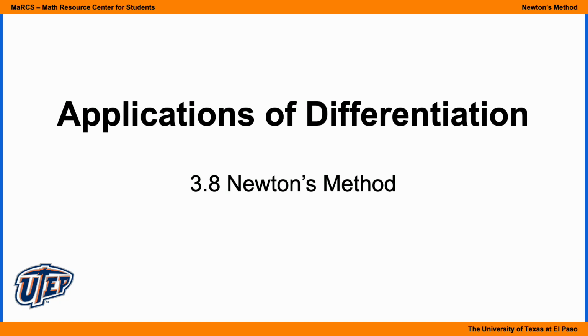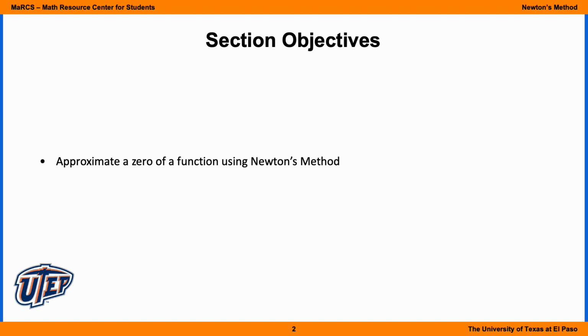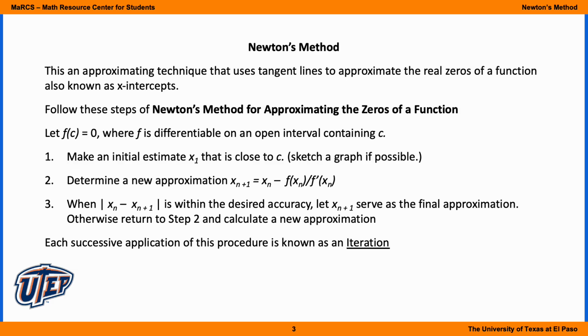Hi everybody, in this recording we will be going over section 3.8, Newton's method. Our main goal is that after you watch this video, you will be able to approximate a zero of a function using Newton's method. Newton's method is an approximation technique that uses tangent lines to approximate the real zeros of a function, also known as the function's x-intercepts.